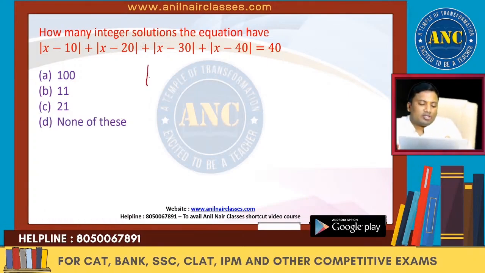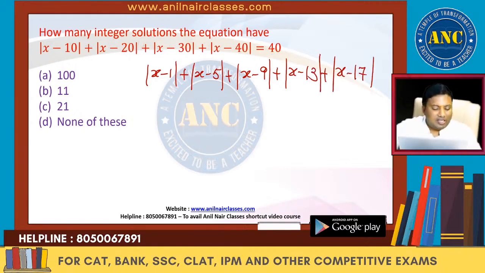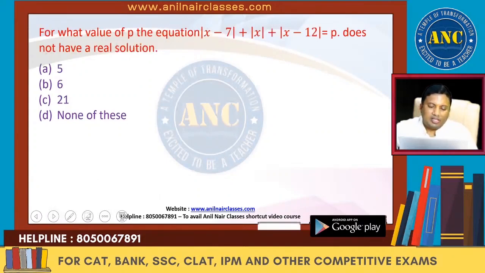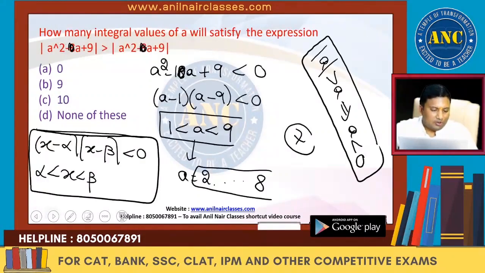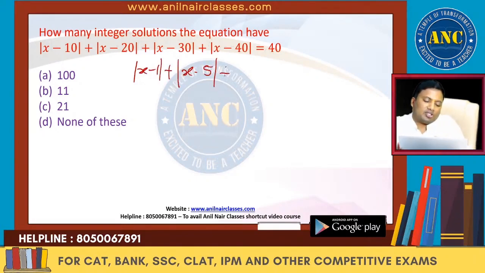Again I am explaining you. Suppose for example, mod x minus 1 plus mod x minus 5 plus mod x minus 9 plus mod x minus 13 plus mod x minus 17. So what you do is, first write these numbers in ascending order. Next question, just by looking at the question itself, you can tell the answer if you have understood these.